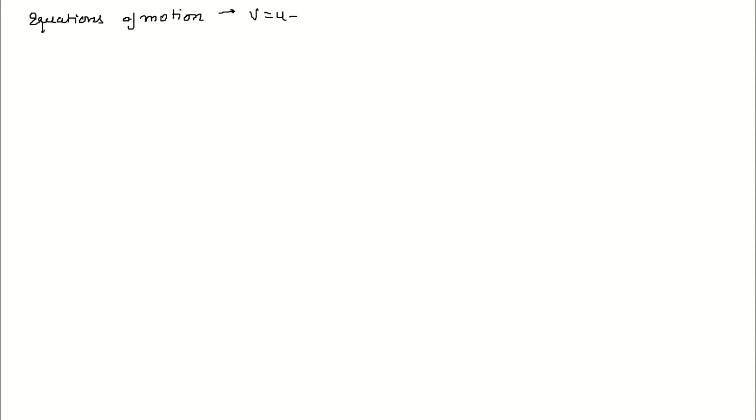v is equal to u plus at. v square is equal to u square plus twice as. s is equal to ut plus half at square. These we will discuss by two methods.